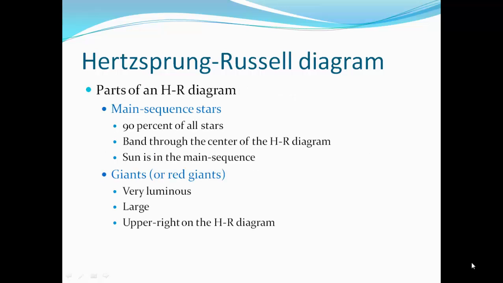The main sequence of stars, several parts. The main sequence of stars is 90% of all stars. It's a band through the center of the HR diagram. The Sun is in the main sequence.